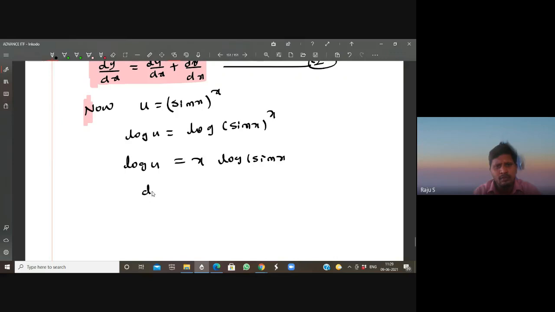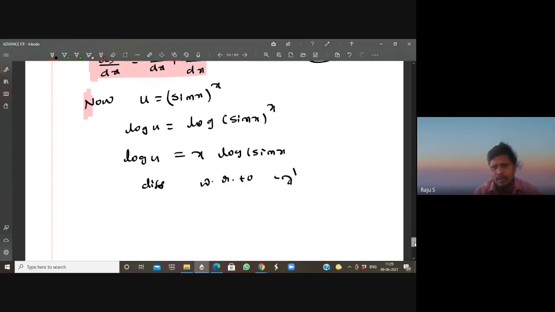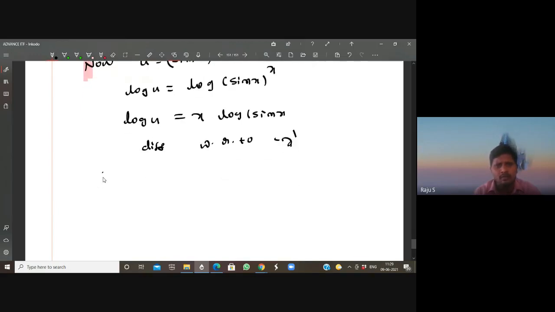So differentiate with respect to x. So 1 by u du by dx is equal to UV form. But what is u here? This is u, this is v. Okay. What is the UV formula? D of UV is equal to UV dash plus U dash V.